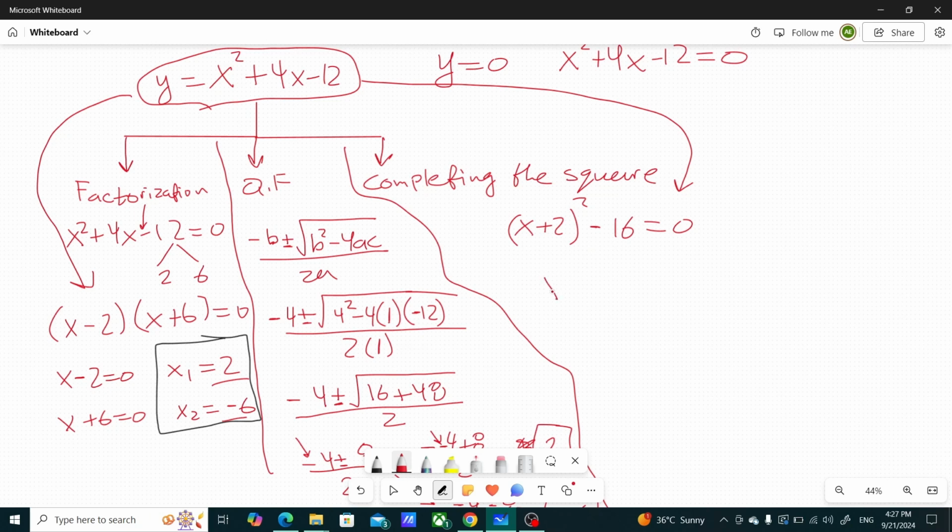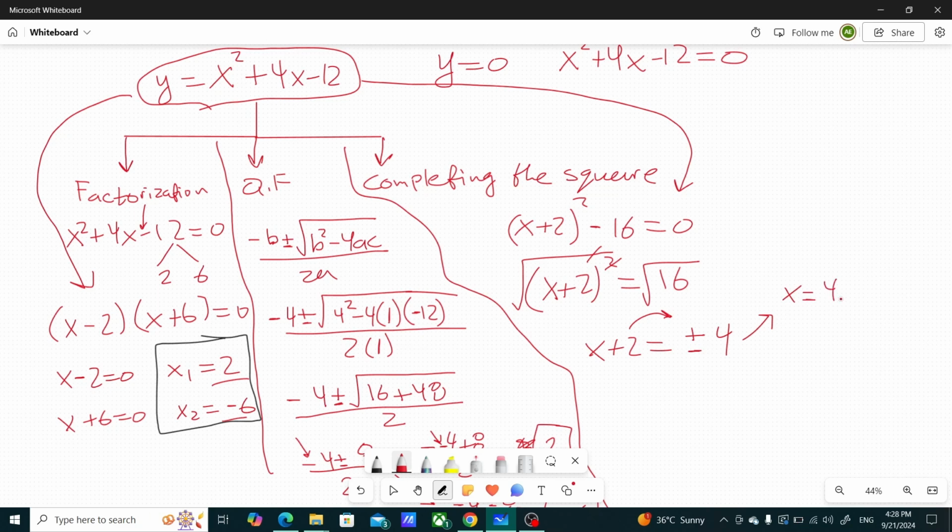How will we solve? Okay, we will move the 16 to the other side. This is going to be positive 16. Then we square root both sides. The square root is going to cancel. I will have an x + 2 on the left, and the square root of 16 is basically plus or minus 4. So one time I will do x, I will move this 2 to the other side, so it's going to be x equals.